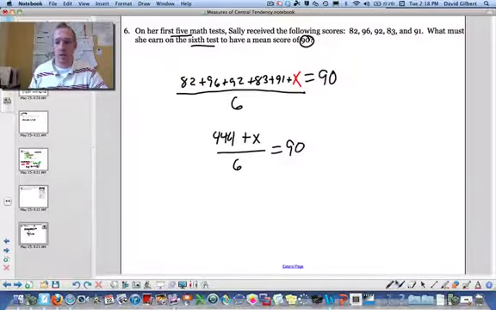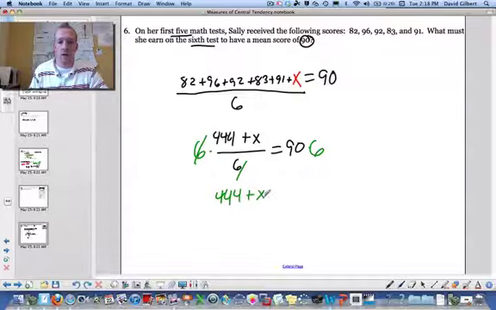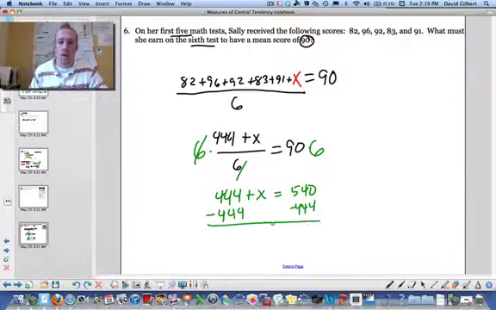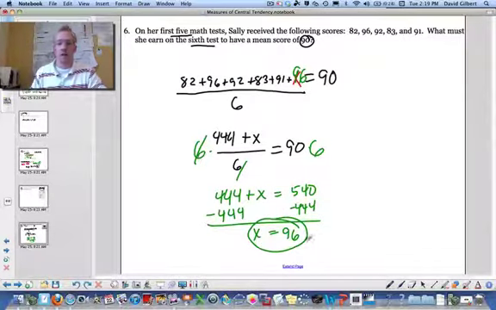90. So now we multiply both sides by 6, and we get 444 plus x equals 540, minus the 444 from both sides. So we're trying to find x, which would represent that 6th test score. And we get x equals 96. So a 96 will give her an average of 90. Anything higher than 96, obviously, the average would be above 90.